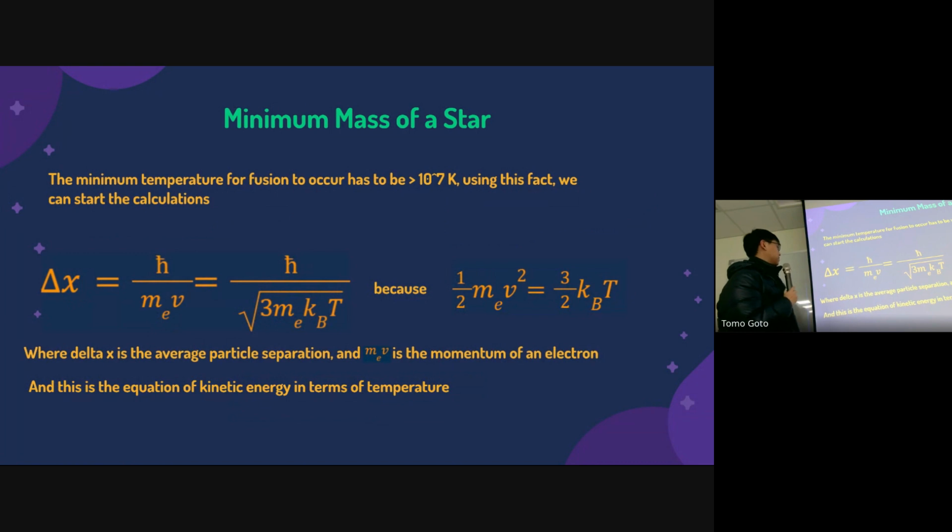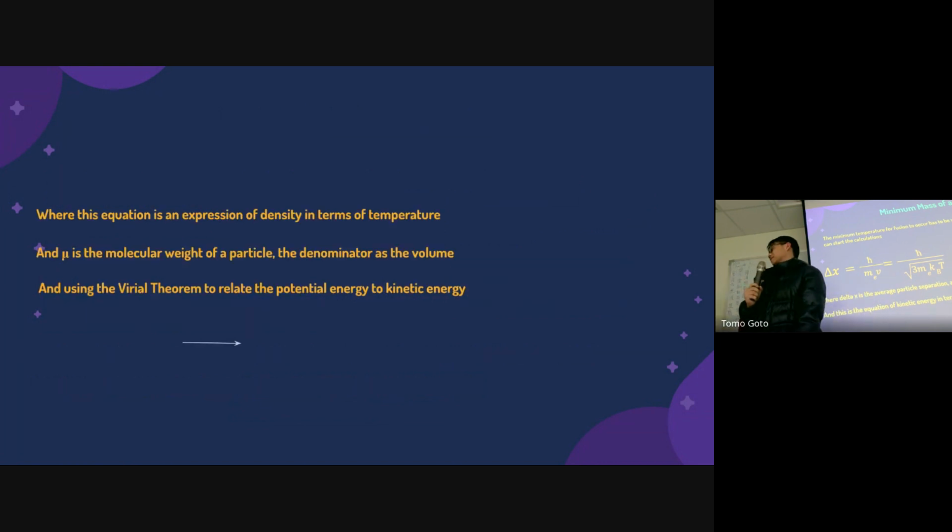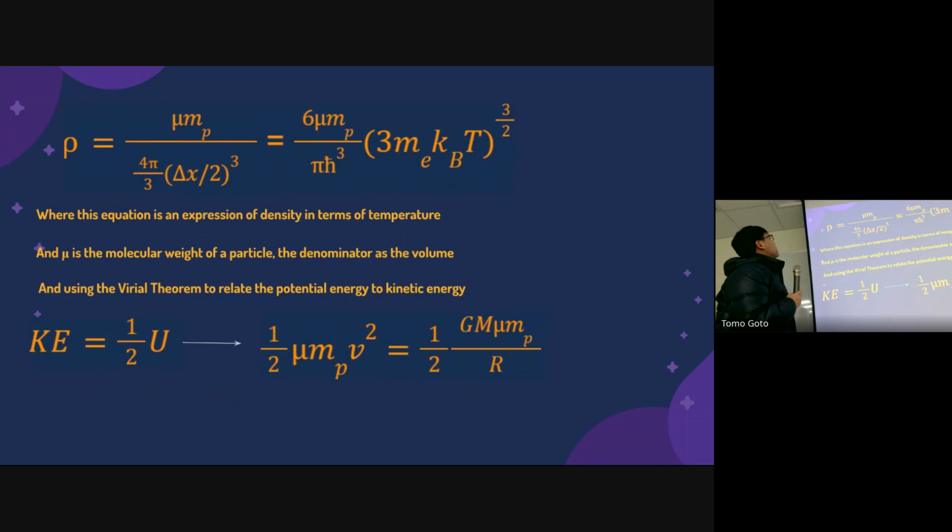And we get the equation of kinetic energy in terms of temperature. And this is the density. I think we can also take for granted this equation, and then we can substitute the delta x we get from earlier, and that becomes that equation, where this equation is an expression of density in terms of temperature.